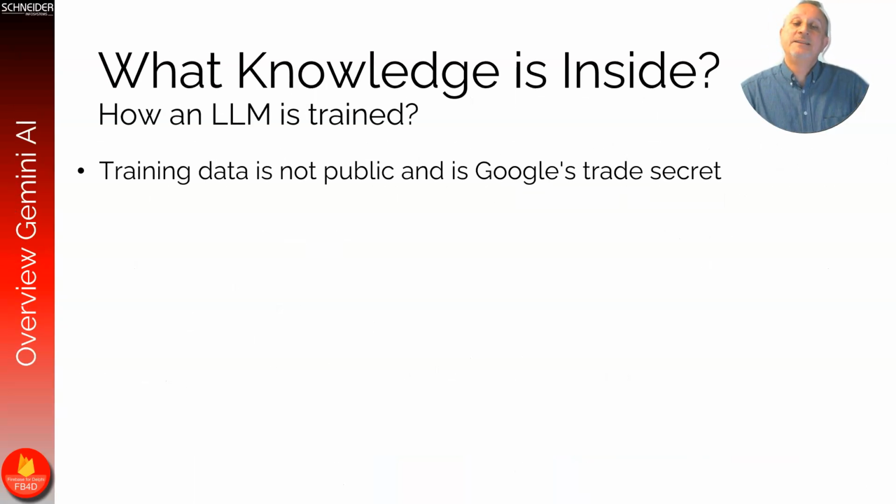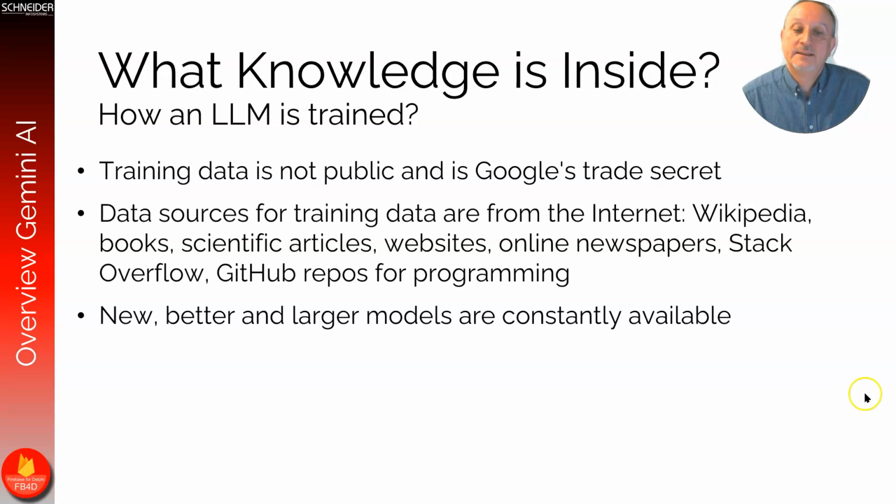I cannot explain in this session how an LLM works in detail, but I can show you what this LLM can do and give you hints about what is possible with it. Important to know is that training data is not public and is Google's trade secret. The data sources for the training data come from the internet: Wikipedia, books, scientific articles, websites, online newspapers, Stack Overflow, Git repos for programming, and furthermore is used by Google.